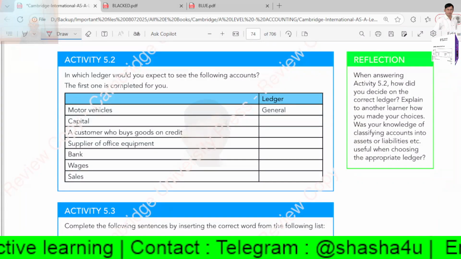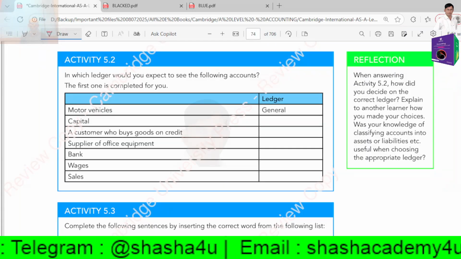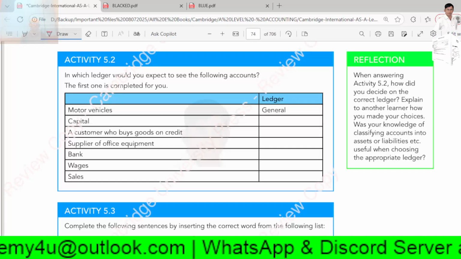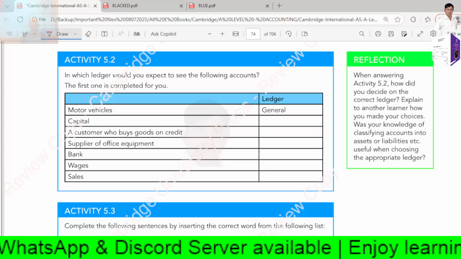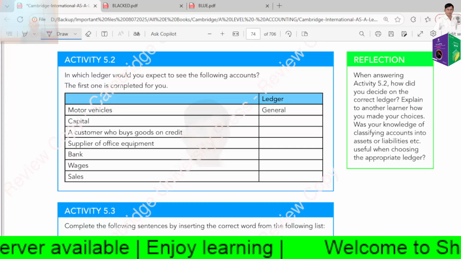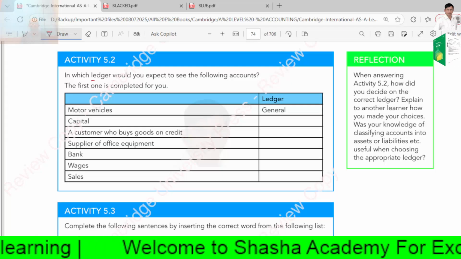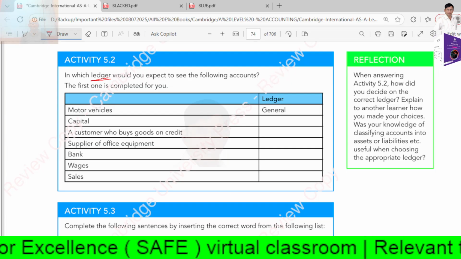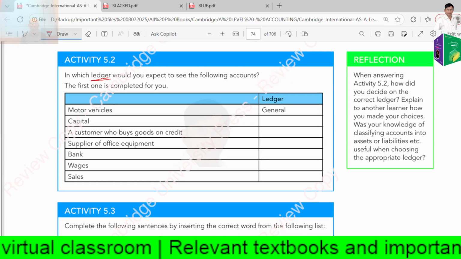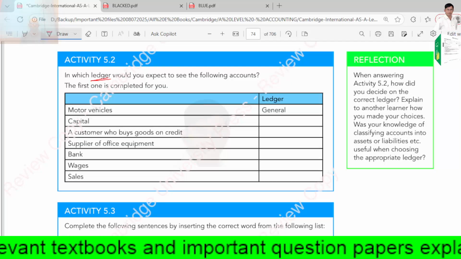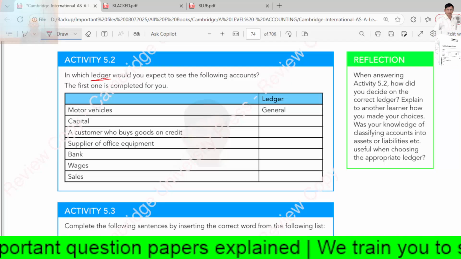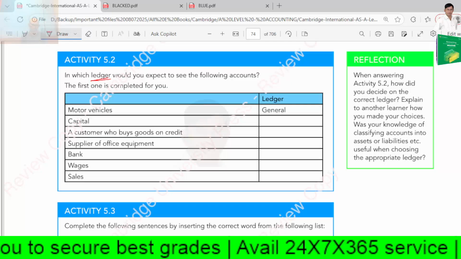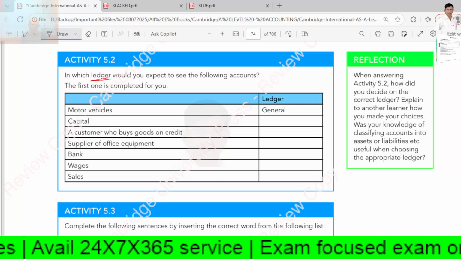Let us discuss activity 5.2. In which ledger would you expect the following accounts? The first one is completed for you. So which ledger? What are the different ledgers? There is the general ledger, a customers ledger, and a suppliers ledger. Those are the various ledgers. Let us have a look at the various ledgers that are possible.